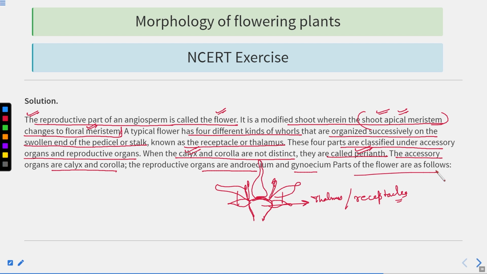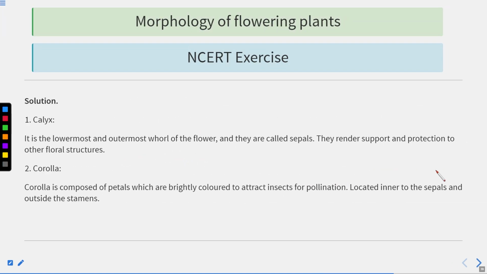So here you can see the different parts of the flower. The calyx is the lowermost and outermost whorl of the flower, and its members are called sepals. They render support and protection to the other floral structures. When the flower is in the form of a bud, it encloses all the inner structures, thereby providing protection.